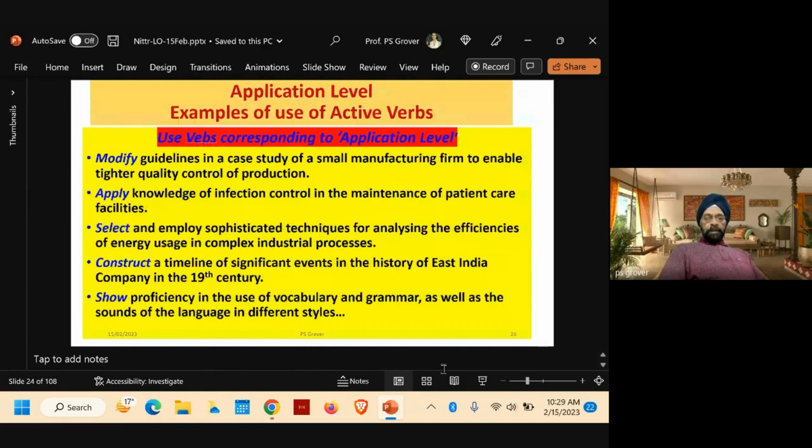Similarly, for the application level, use verbs corresponding to the application level. Example: modify, apply, select, construct. Now, when I say construct a timeline of significant events in the history of the East India Company in the 19th century, that means he can do it only if he remembers, if he understands, and then he uses that knowledge to construct this timeline. So in order that a student is proficient at the higher levels, he should be well versed with the information of the lower levels.